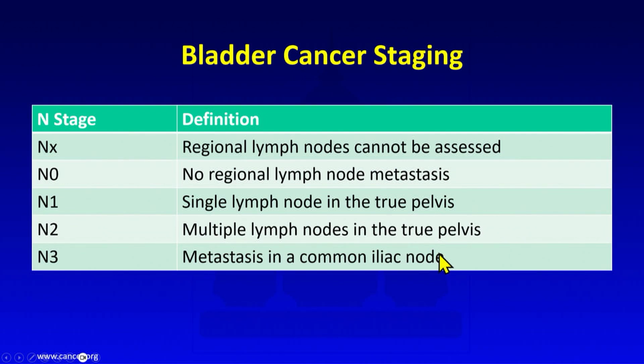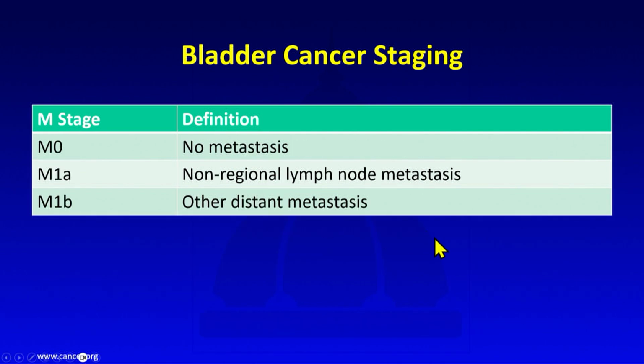N staging is fairly simple in the sense that N1 refers to a single lymph node in the true pelvis, N2 with multiple lymph nodes in the true pelvis, and N3 refers to metastasis in a common iliac node. M staging is separated into M1a with non-regional lymph node metastasis and M1b with other distant metastasis.